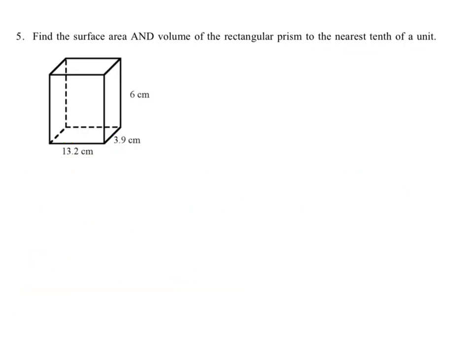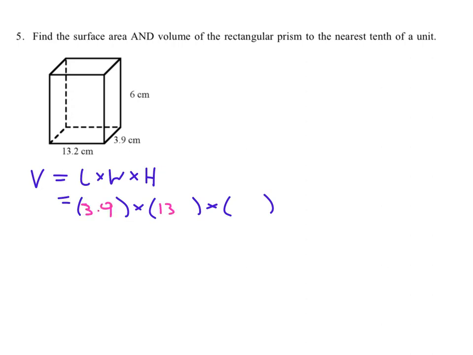And now all that's left, of course, is the volume of this, which is probably the easiest of all, because for the volume of a rectangular prism, you just do length times width, otherwise known as area of the base, times height. So we can plug in those numbers. We've got 3.9, because that's how long it is. The width, how wide it is, 13.2. And the height of it is 6. The order of them doesn't really matter because it's multiplication. But we do 3.9 times 13.2 times 6.